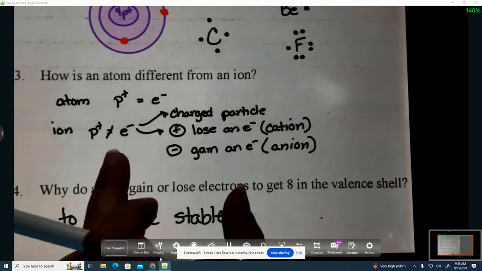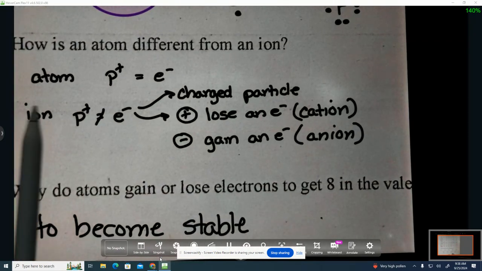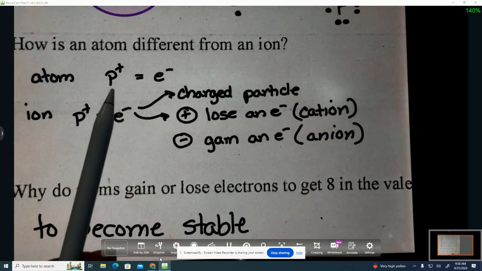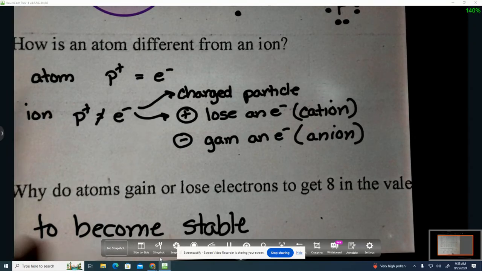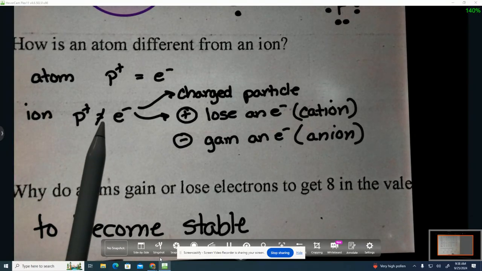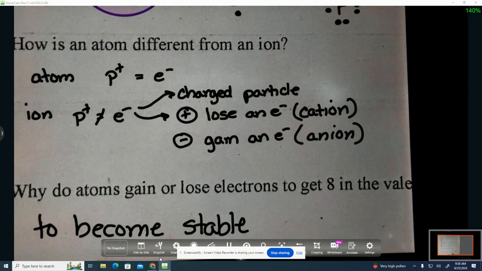All right. How is an atom different from an ion? In an atom, the protons are equal to the electrons. In an ion, the protons are not equal to the electrons. What's changing? Are the protons changing or the electrons changing? The electrons are changing. Okay?